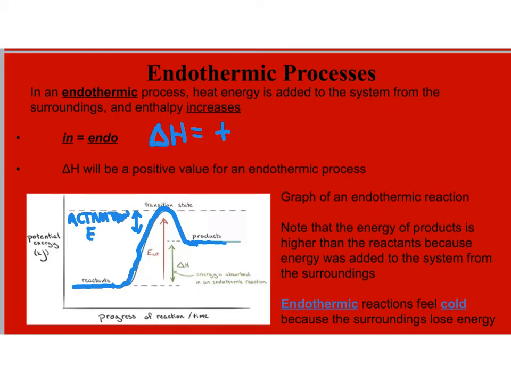It turns to the transition state. But overall, it's right here, this delta H. This is how much energy you gained in the reaction. So the products have more energy than the reactants, and you had to put energy in. Because you're taking energy out of the surroundings, they actually feel cold. Endothermic processes feel cold. And the way I remember that is that endo has 4 letters, and so does cold.